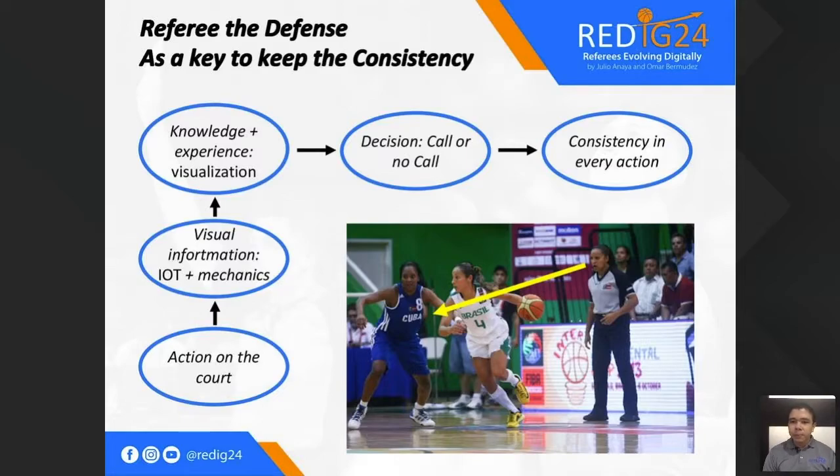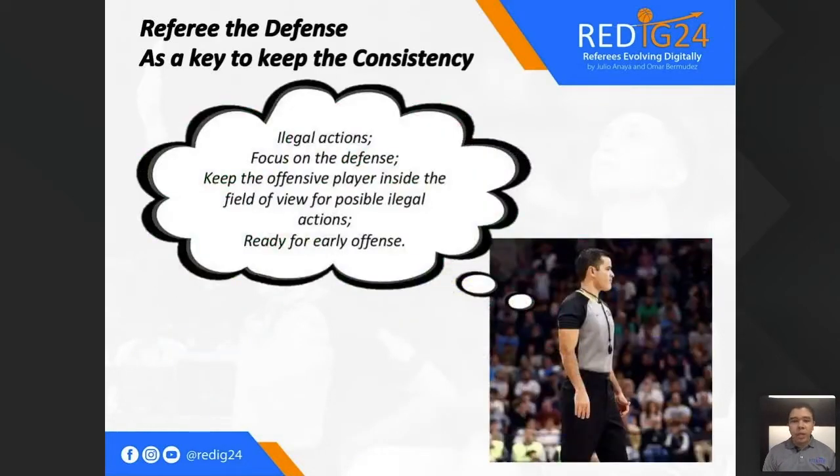During this session, we will talk about IOTs, in which we referee the defense, as a key to keep that consistency, watching the plays properly. The mechanics, we will talk about in another session: how we join the two or three referees in a system to visualize all the actions by the mechanics. And then the visualization process for us with the concepts to take good decisions. Let's move on. We have a decision, call or not call, to be consistent.